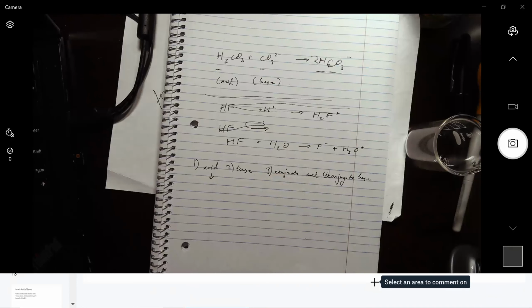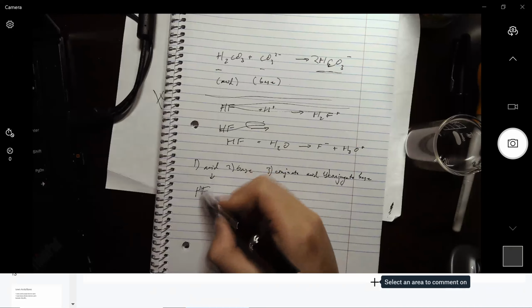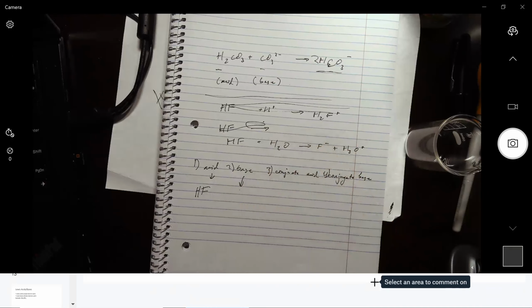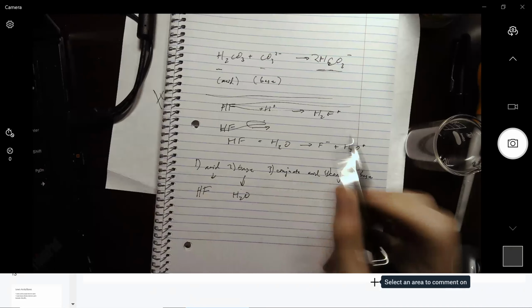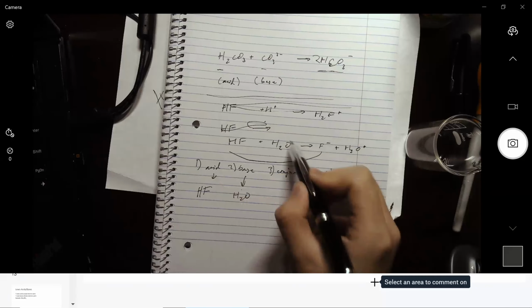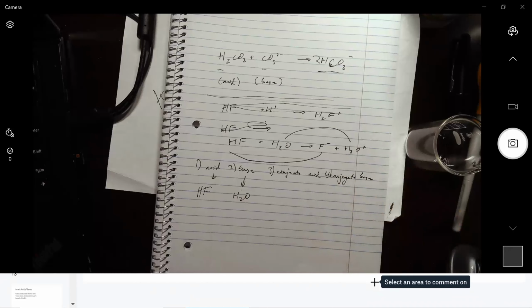Right. HF. And acids need to react with bases. So what's acting as the base? Great. Water. And now we can create our pairs. So what's the conjugate acid?